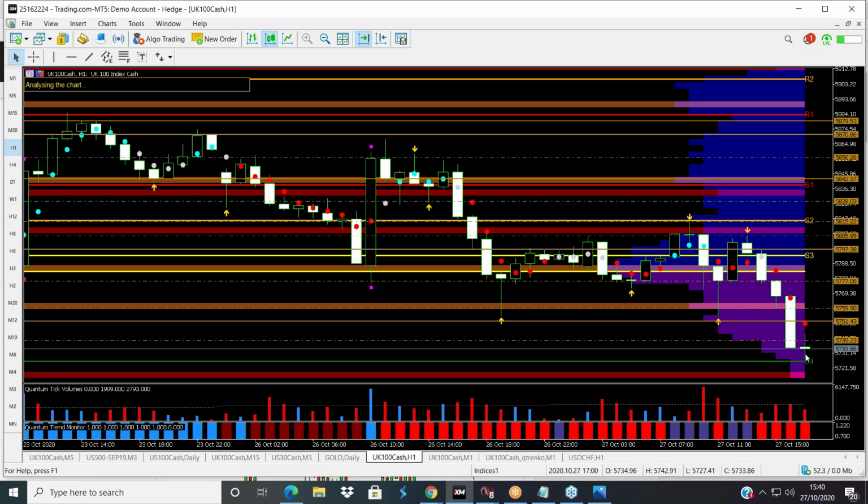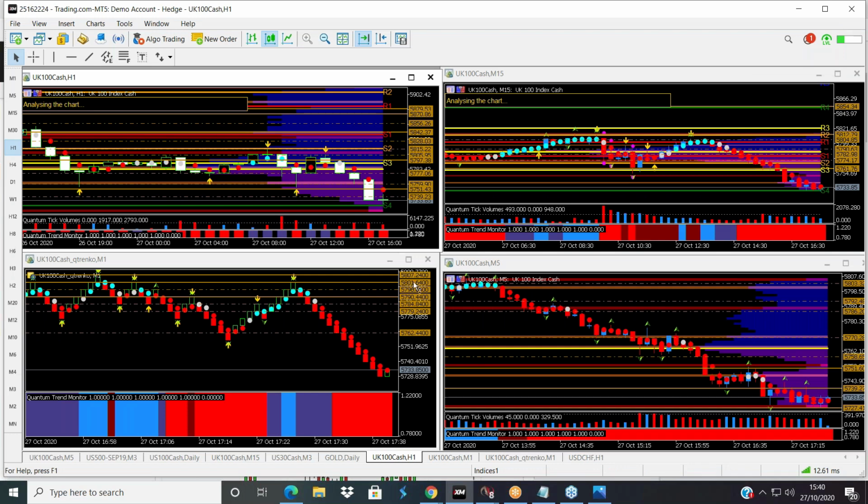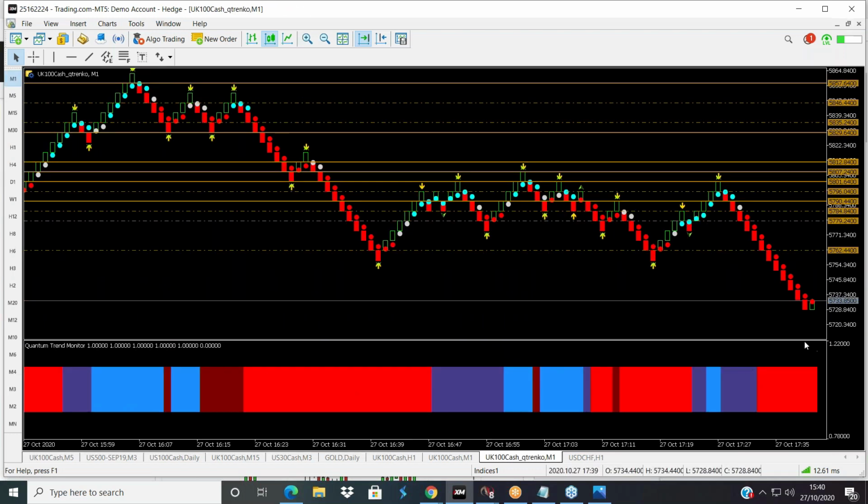And what's the time? We've still got another 20 minutes to go, so it's too early to say whether that's going to end up as a doji. And we know there's a bit of a struggle, because look at the Renko. The Renko is saying there's not a lot going on at the moment. So I'll just keep on watching and waiting.